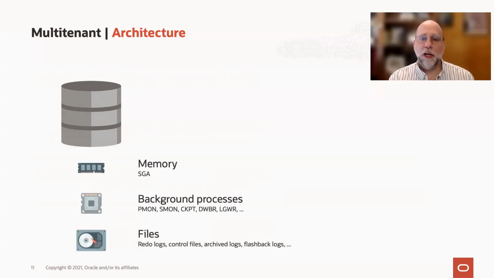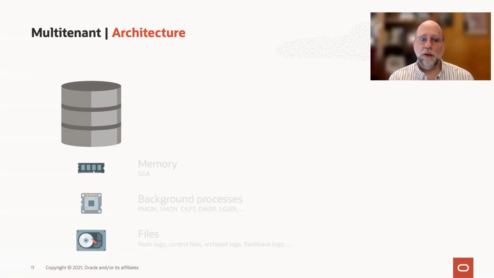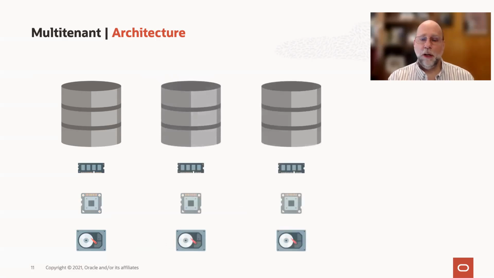It will have its own set of background processes to run everything, your lock manager, your PMON, SMON, and so on. And then it will have its own set of files, your system and sysaux table spaces, your user table spaces, and so on. It will also have a set of redo logs, archive logs, flashback logs, and so on. If you have multiple databases on a system, that means you have multiples of every single one of these. You have multiple SGAs allocated for every one of those databases. You have multiple sets of background processes running, and of course, multiple sets of files, one for each database.